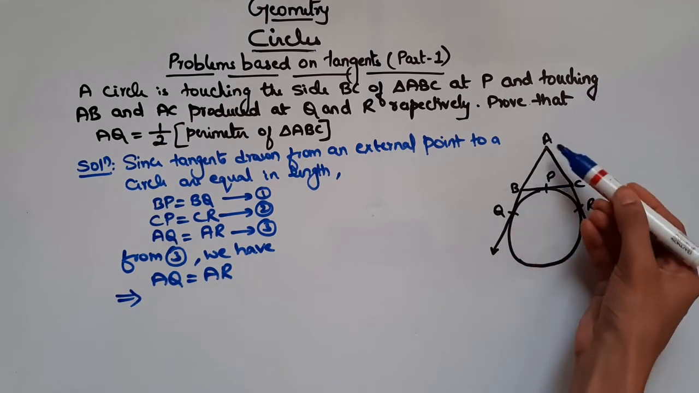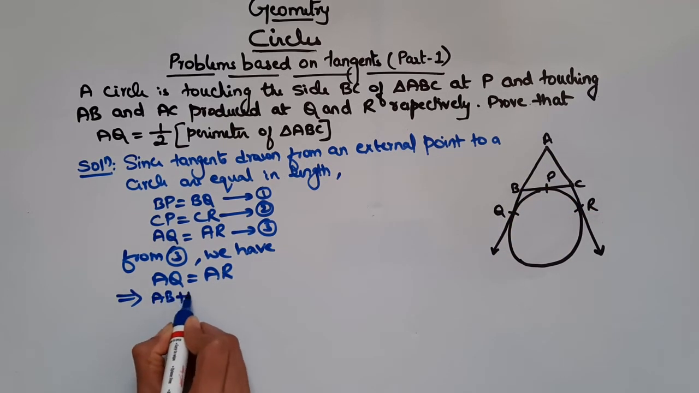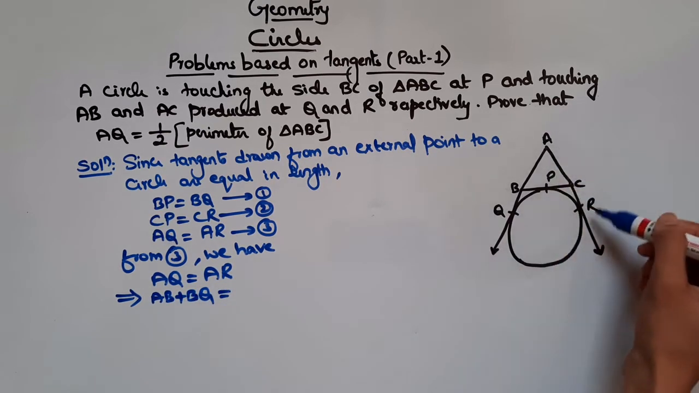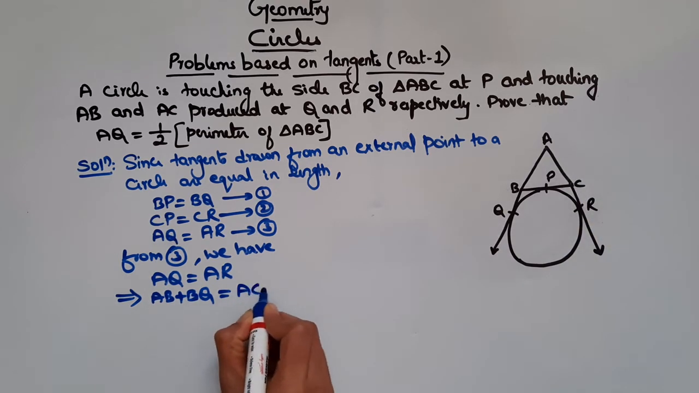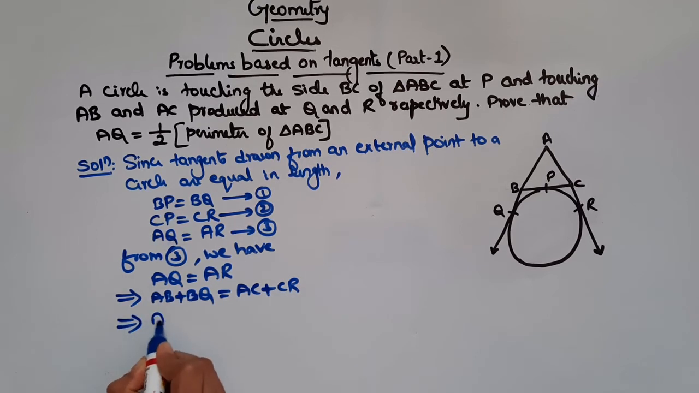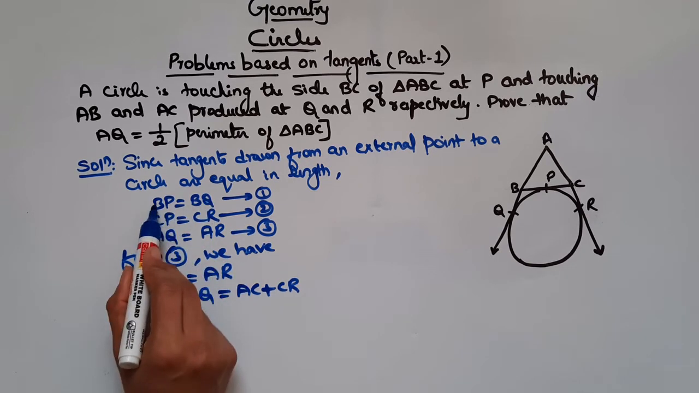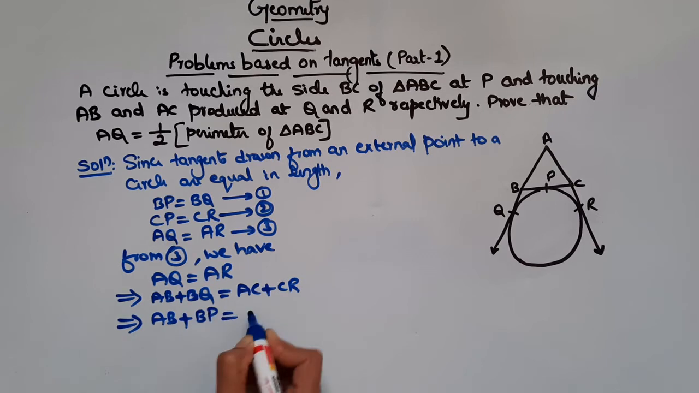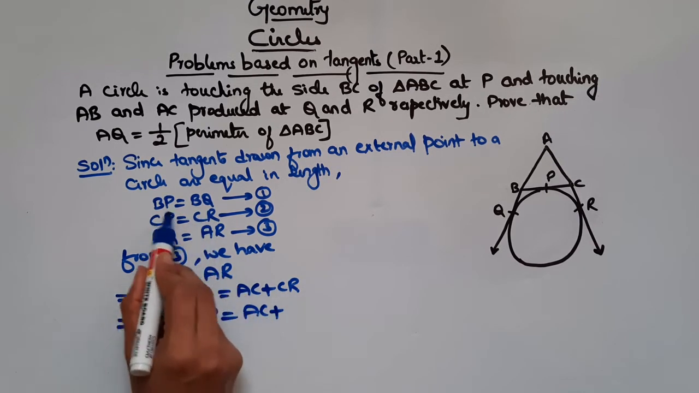Now AQ can be written as AB plus BQ. So AB plus BQ, which is equal to, what is AR? AR is nothing but AC plus CR. So we can write AC plus CR. So this implies AB plus BQ. What is BQ? We know BQ is equal to BP. So now let's replace this BQ by BP, which is equal to AC plus CR. What is CR? CR is nothing but CP.